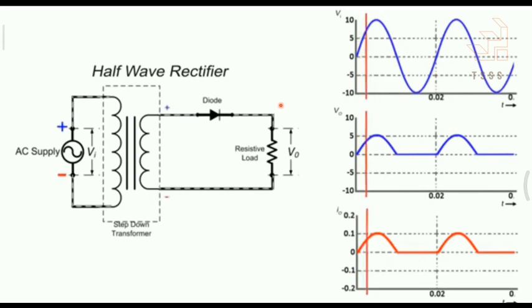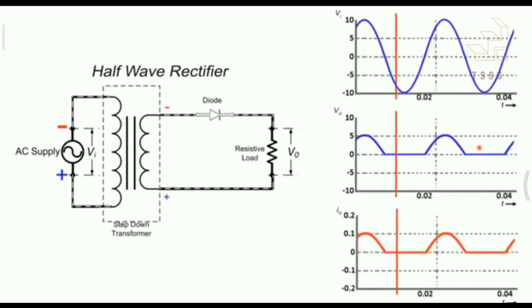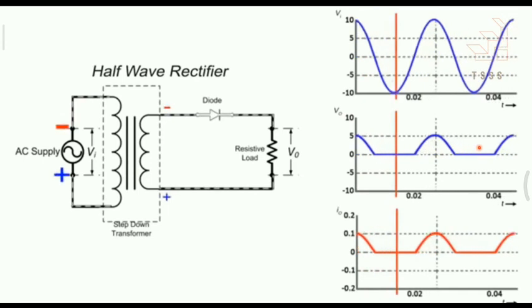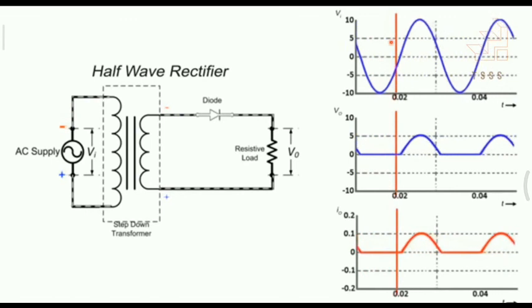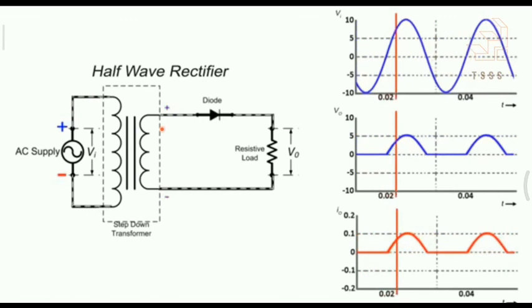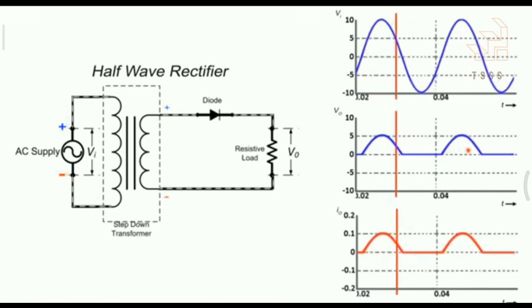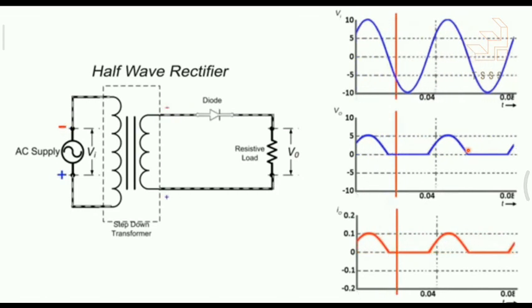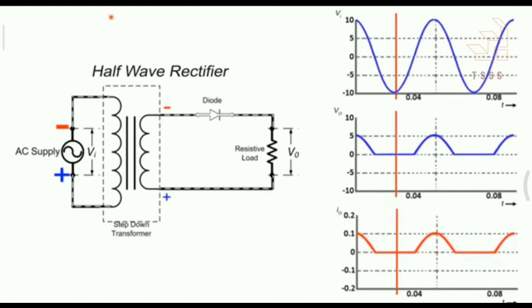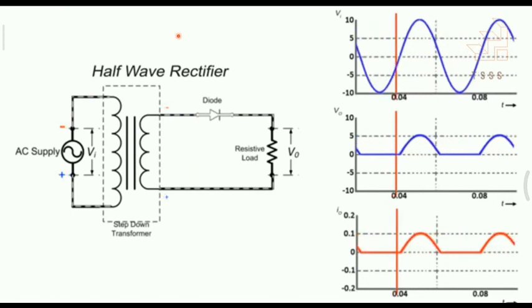See here the current is passing. Only the positive half will be taken. During the negative half, the diode behaves as reverse biased. Due to that, current will not flow. During the negative half, the diode acts as reverse biased. Okay, this is about the half wave rectifier, my dear children.